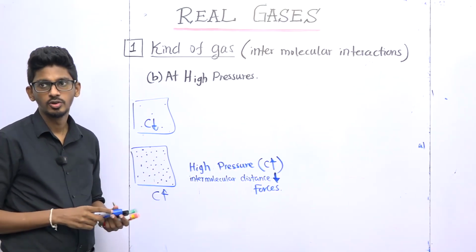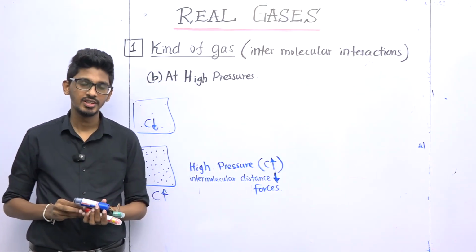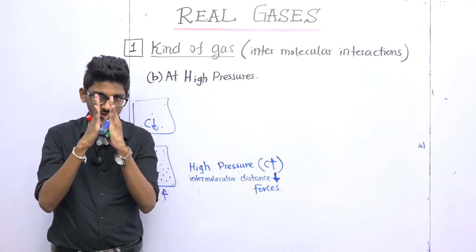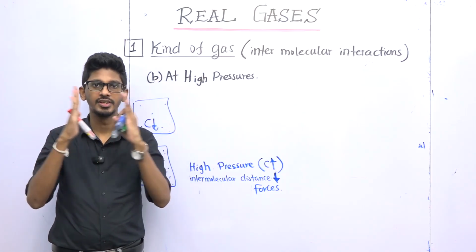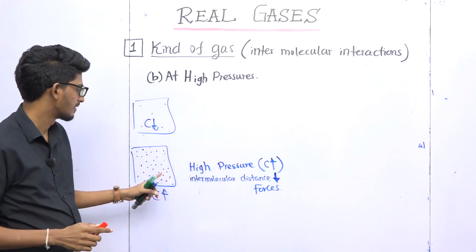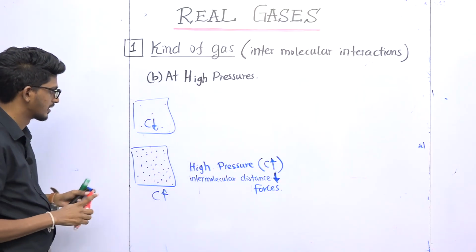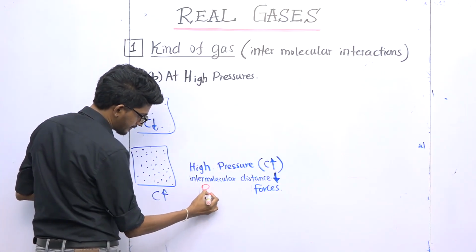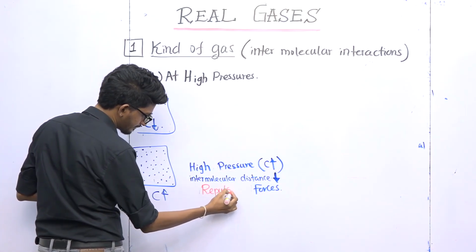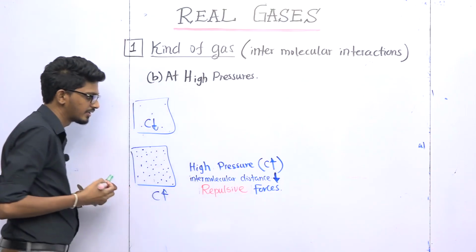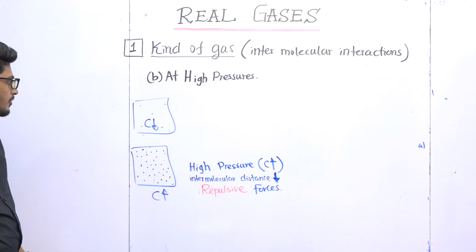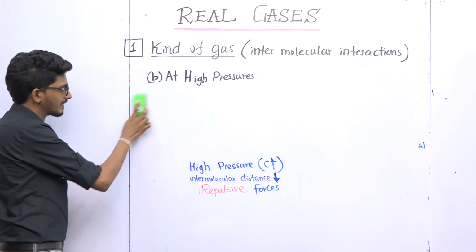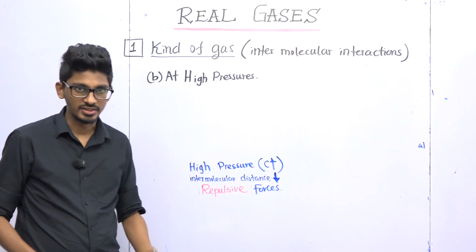When the particles are very close to each other, what kind of force will be more pronounced? Yes, those are the repulsions. So when particles are very close to each other, repulsive forces are more pronounced. Let's use that knowledge to work out the compressibility factor.